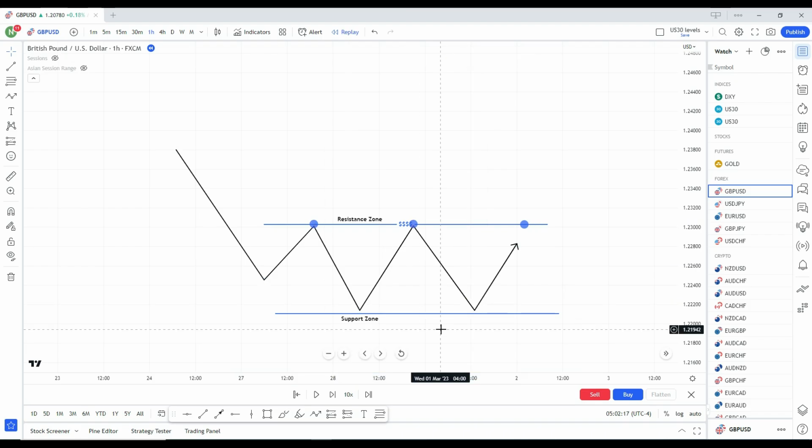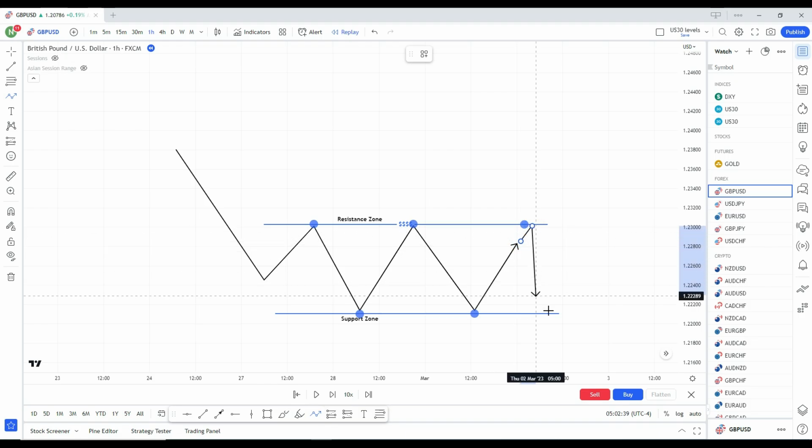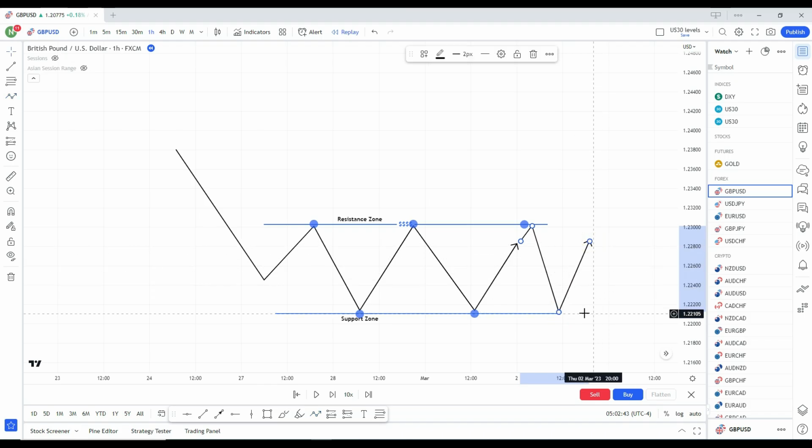Now similarly, this support zone will also have some stop losses by retail traders, mostly at these support areas, and they are anticipating that the market will probably go to resistance, come to support, and then maybe go up. So market makers are looking at this zone as a liquidity zone.